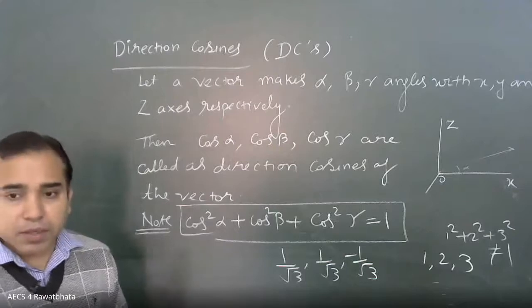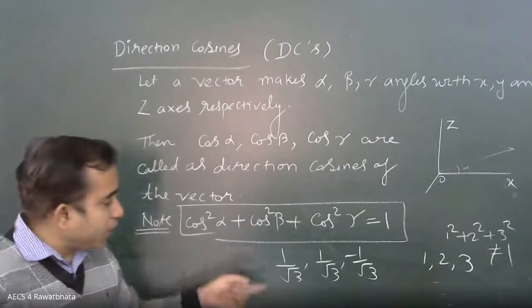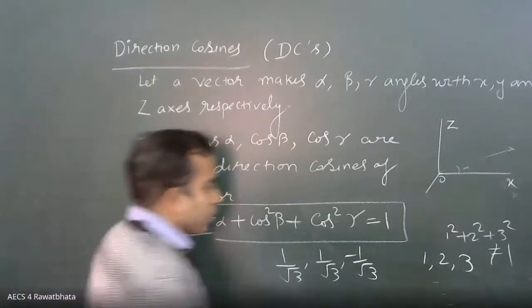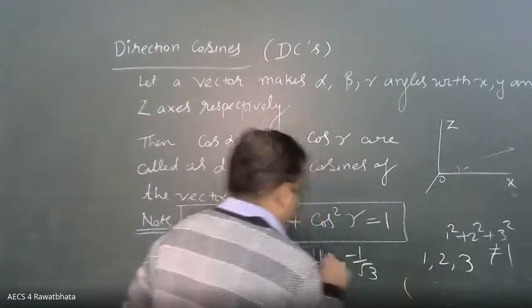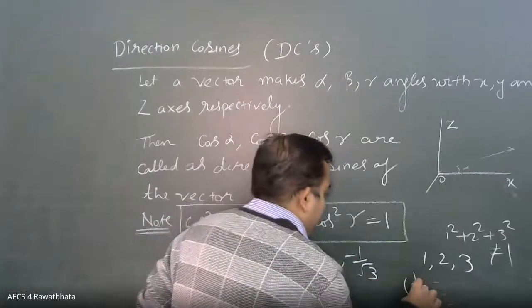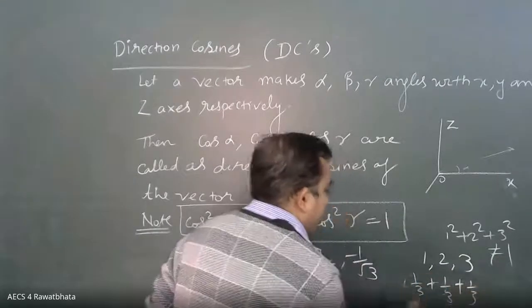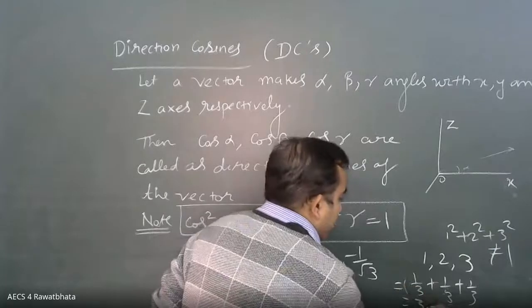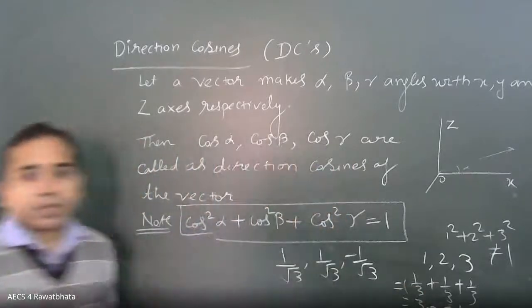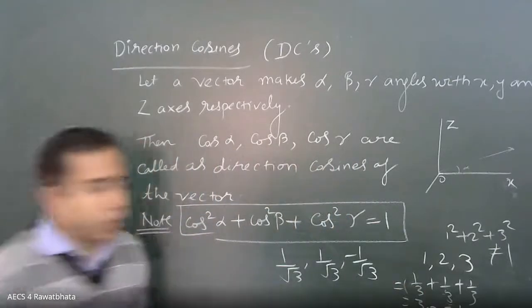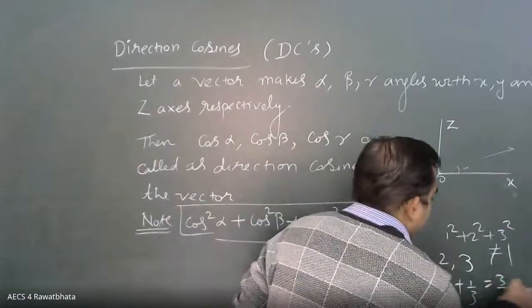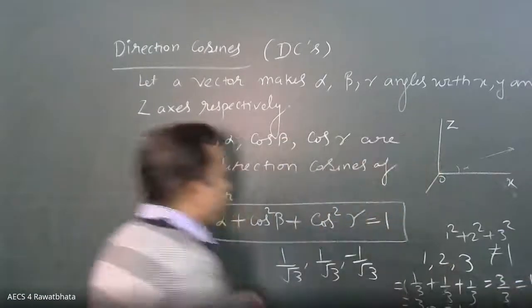They can be, because if you find their sum of squares, it will give you 1 by 3 plus 1 by 3 plus 1 by 3. Sum of squares you find. This will be 3 by 3, which is 1. So 3 by 3 is 1, which means that these may be the direction cosines of some vector.